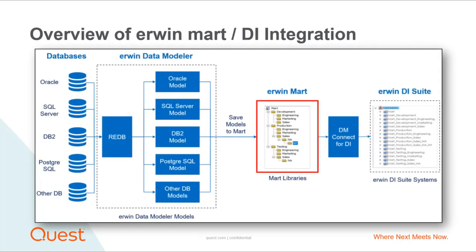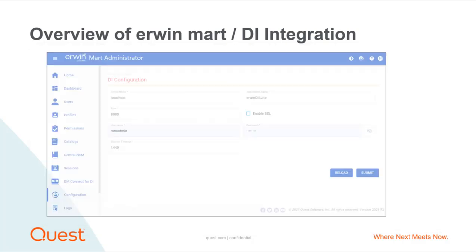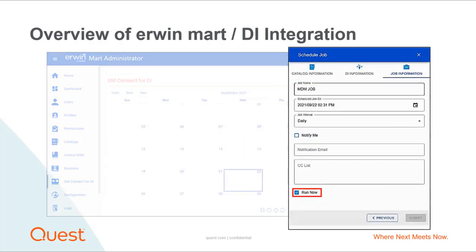The Erwin Mart DI integration is depicted on this slide. Note that the Mart also plays a pivotal role in this process. After entering DI configuration information and connecting to DI, users can now select the new Run Now option, which will run the DI integration process immediately.